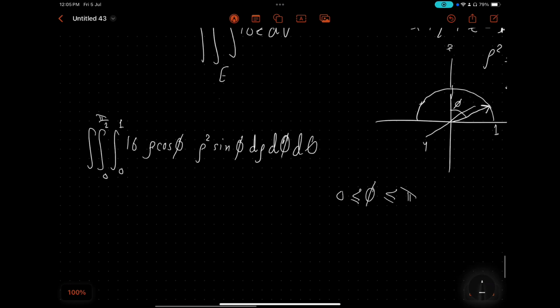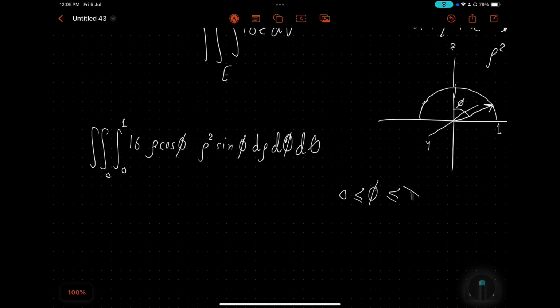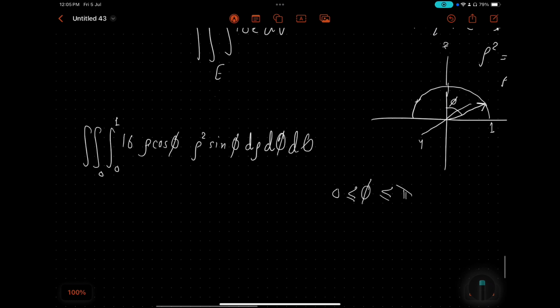Now for theta, we can approach it in two ways. But if we want the upper half of this, I think the best way to approach this is just to say phi from 0 to pi over 2, and then theta goes from 0 to 2 pi.